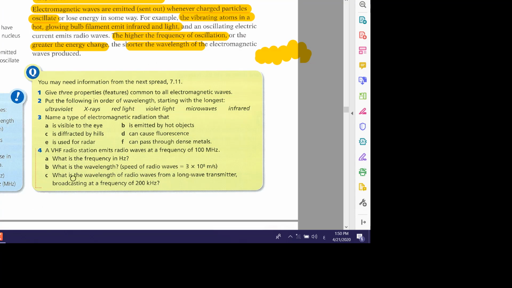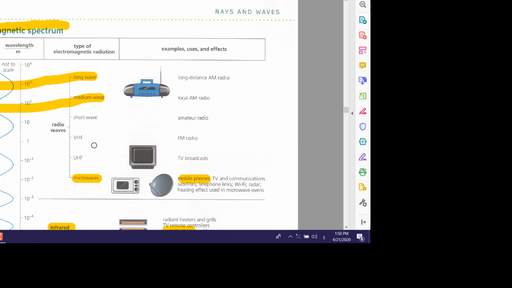E is used for radar. Again, you will go to here. Which one is used for radar? Microwaves.